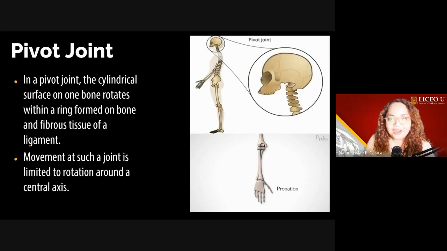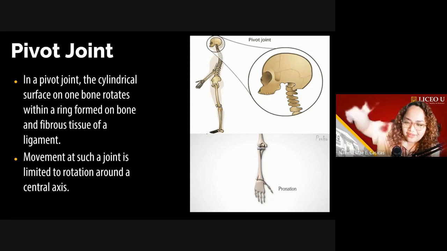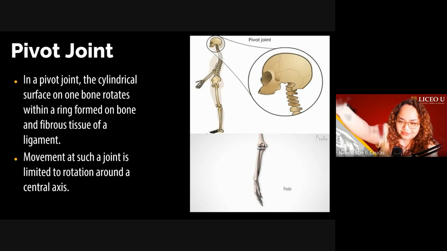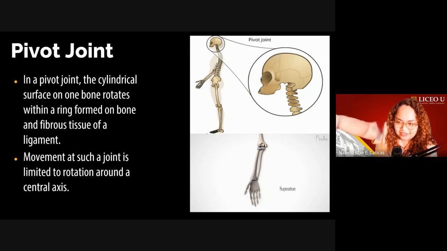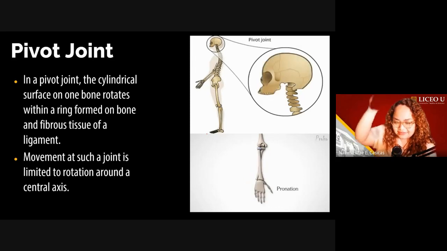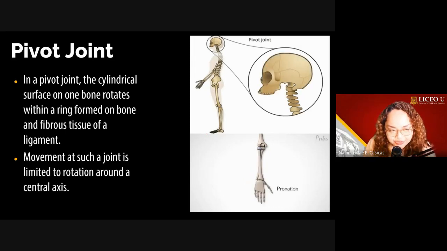That is also being found in this joint right here with your radius and your elbow joint. Pronation and supination. So that is your pivot joint.